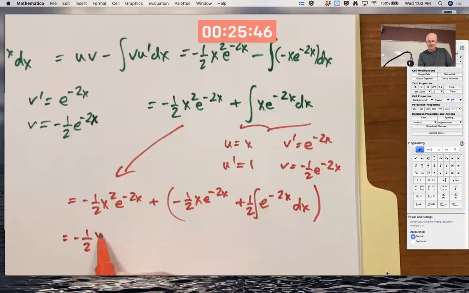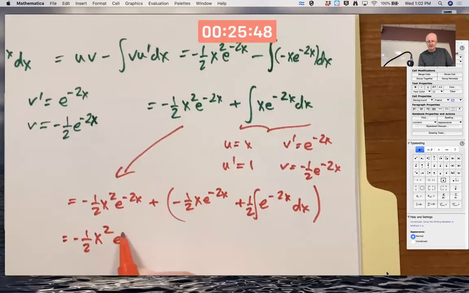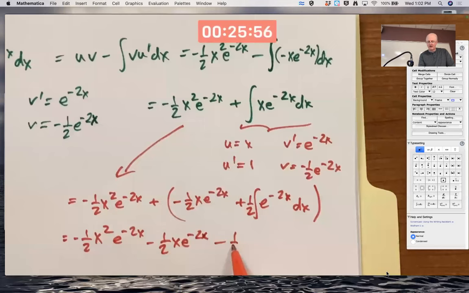So what's the final answer? Negative 1/2 x squared e to the negative 2x minus 1/2 x e to the negative 2x. Integrate this with the 1/2 in front. I'm going to get a minus 1/4 e to the negative 2x. Now add the plus c at the end.